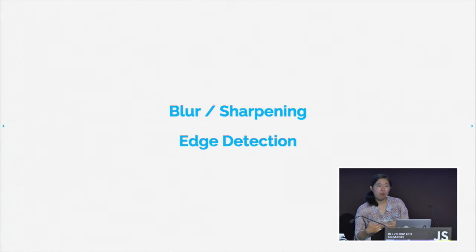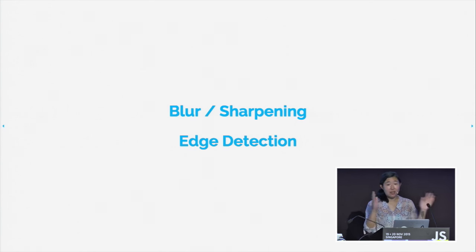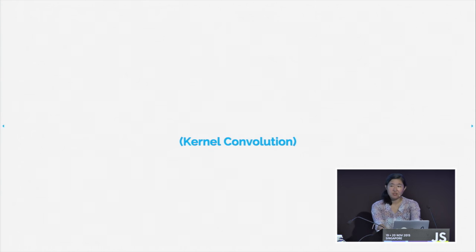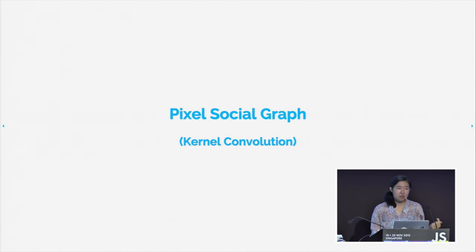Let's do something more fun, like let's blur a photo or sharpen the photo, or let's find the edge. Because sometimes I take a photo of something, and I only want to represent the outline of the thing. I load it into Photoshop and draw the line from that object to get the thing. But if I can do it automatically, that would be cool. In order to do that, all three of them use the same method called kernel convolution. But I like to call it a pixel social graph.